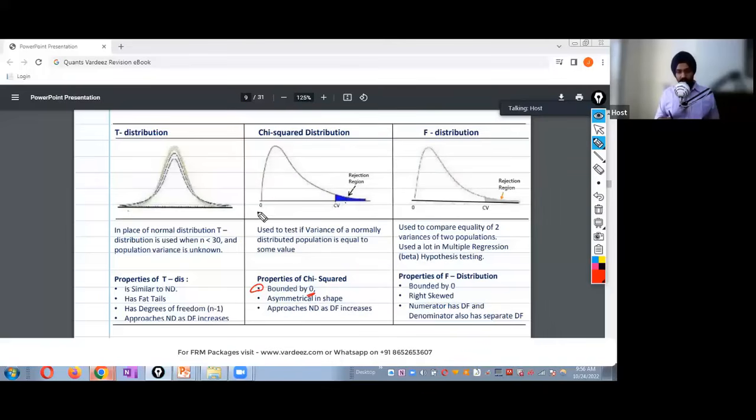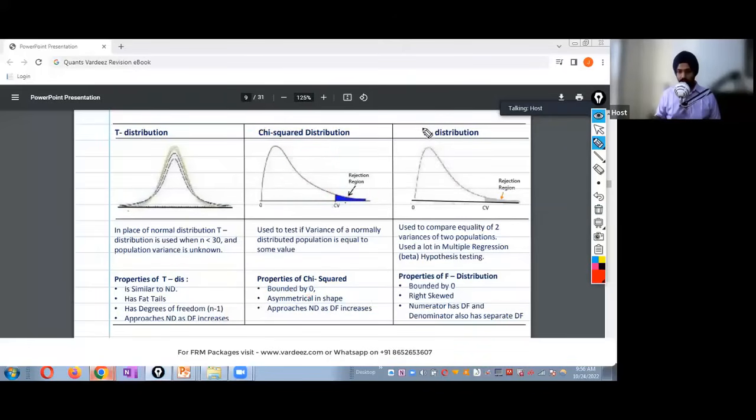It's again bounded by 0. It's asymmetrical in shape. As you can see, there is asymmetry, just like a log normal distribution. And it also approaches a normal distribution as degrees of freedom increases. As the data increases, degrees of freedom increases, the chi-square will look like a normal distribution.